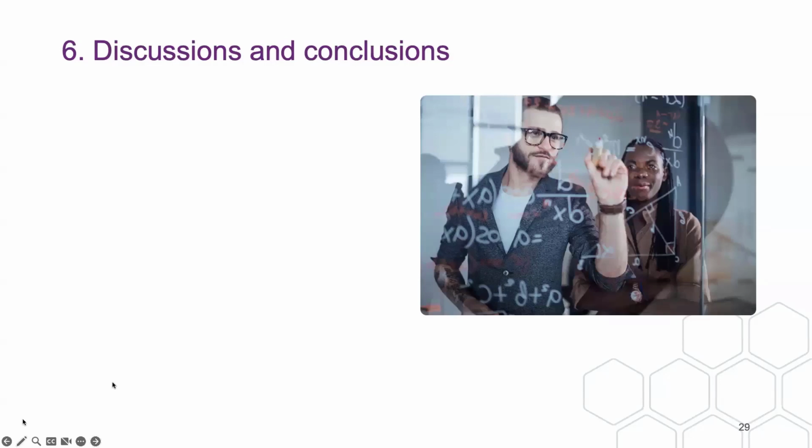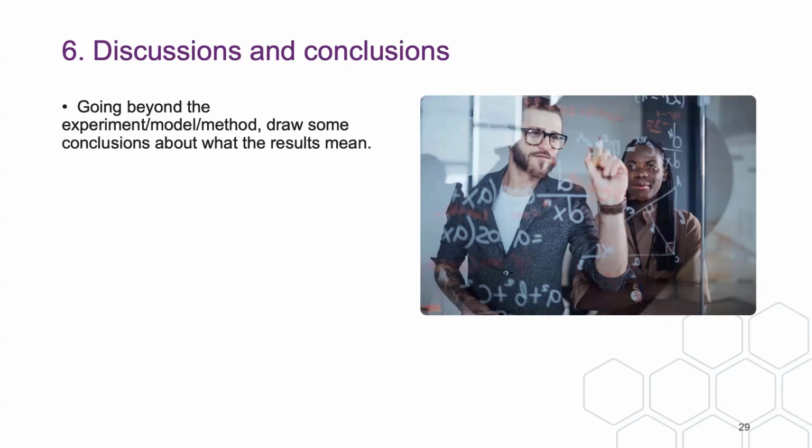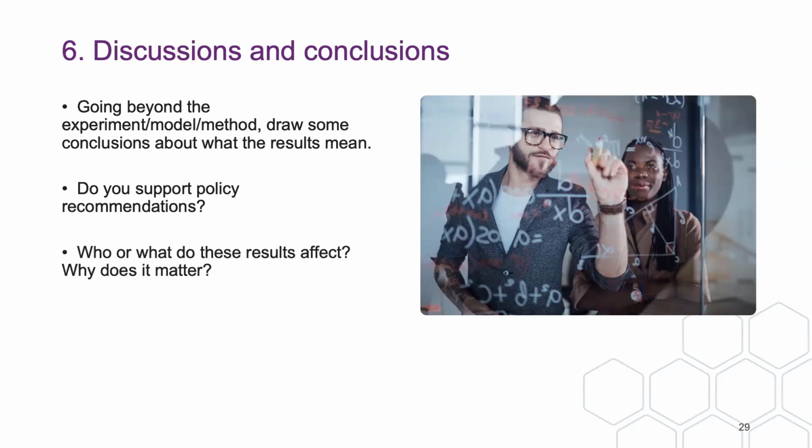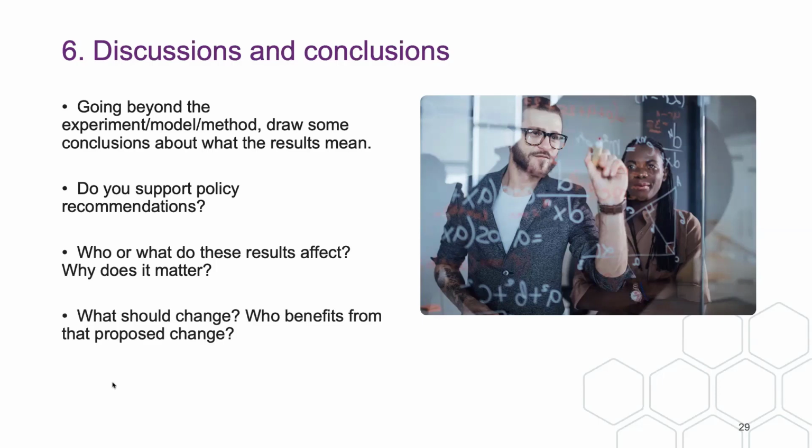Then, once you've run your experiments and you've analysed the data, you can then start to interrogate the results and form some conclusions. So this means going beyond the experiment and the model or the method that you've used to draw some conclusions about what the results mean. So what sort of picture are they forming? Does it support any policy recommendations? So is the research indicating that there might be a policy recommendation? Who or what do these results affect, and why does it matter? And what should change? So who benefits from that proposed change?